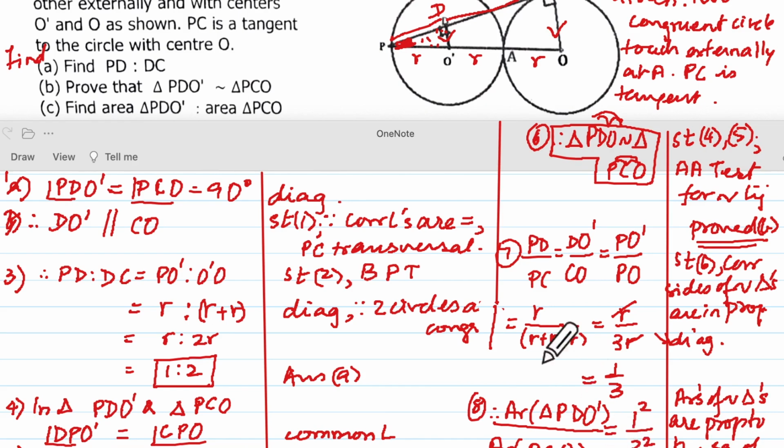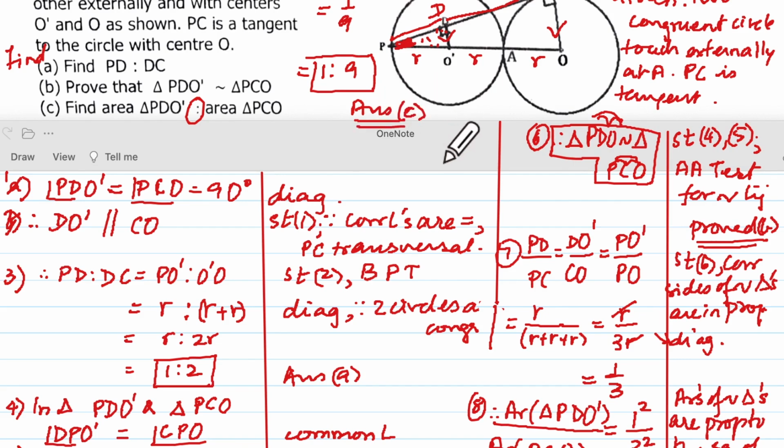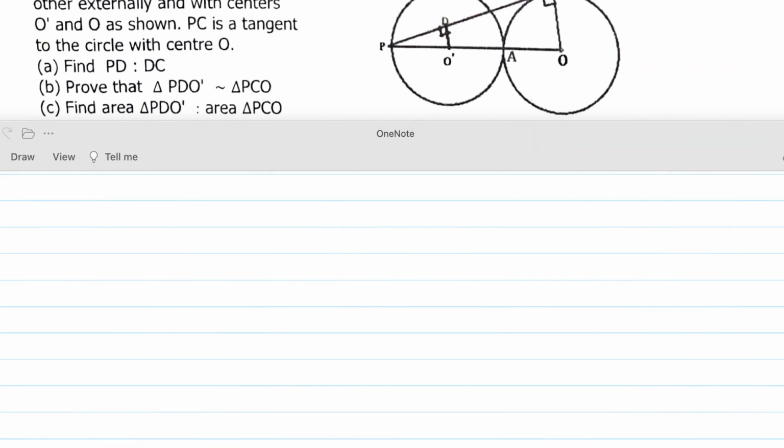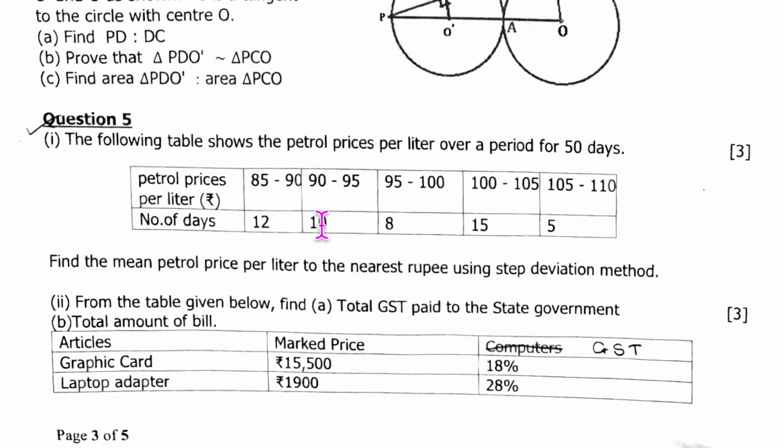Which is equal to, below that you will write 1 upon 9. Okay, which is equal to 1:9, because they have asked you the ratio this way, no? So you will write it 1:9, and that will be your answer C. Okay, how is it? You finish writing it down?